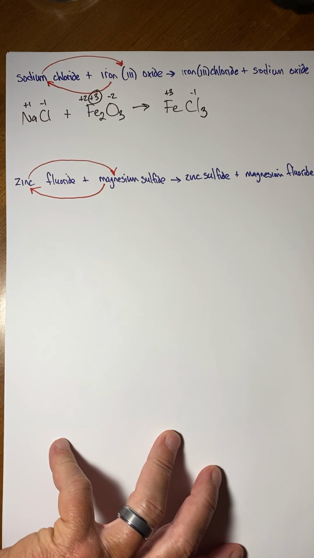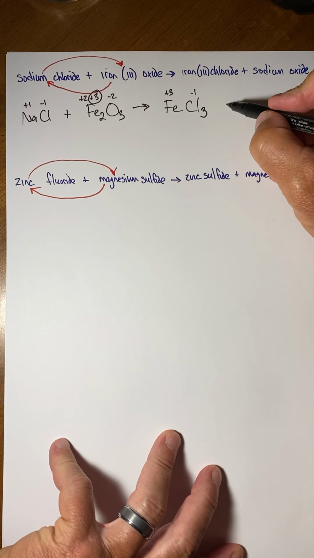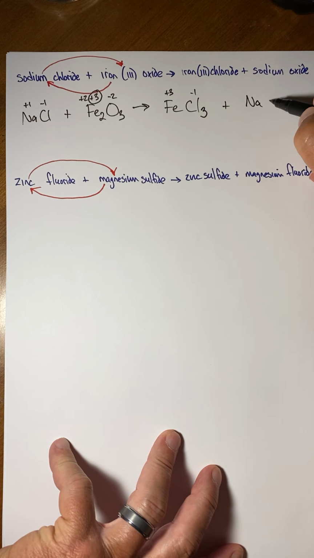Remember, every time you write a formula down: symbol, symbol, valence, valence, and then crisscross. And then sodium was dancing with oxygen: symbol, symbol, valence, valence, crisscross, and then that's what I would end up with. Now we have to balance this.